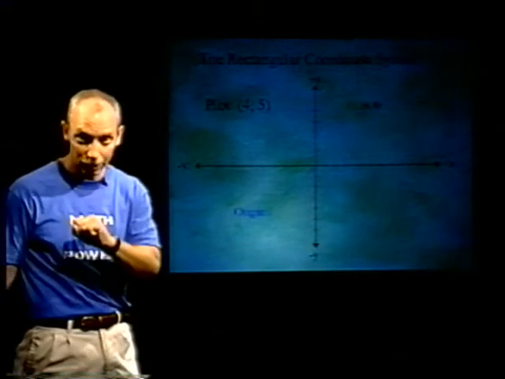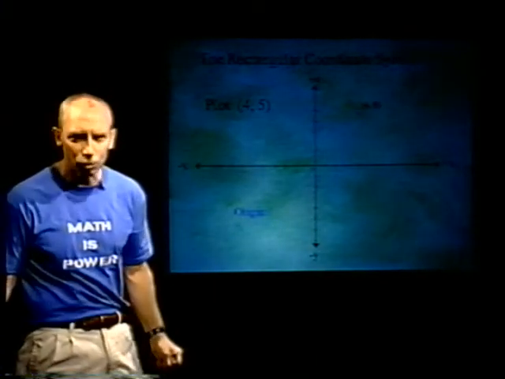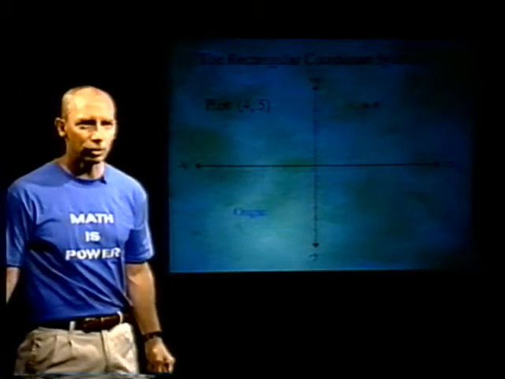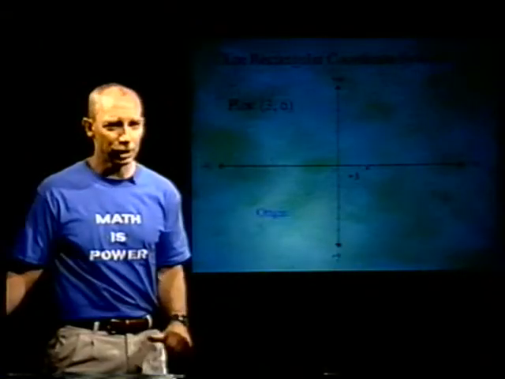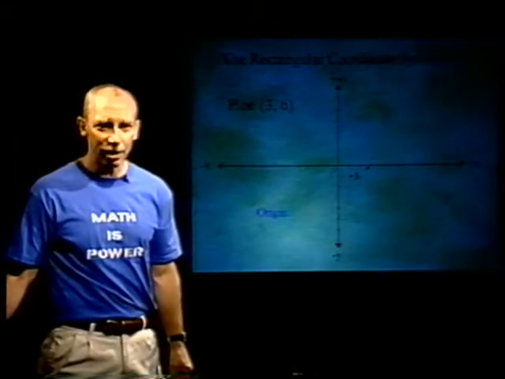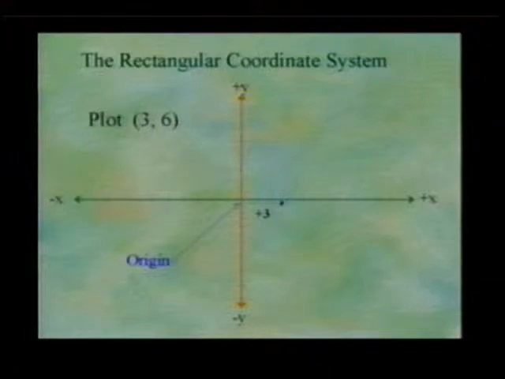1 point. Okay, let's try a whole bunch more, because we need to be able to do this very well. Let's try the point 3, 6. That means start at the origin and do the x first, go over 3. Now how come we went over to the right? Because it's a positive 3. And now from there, we're going to do the 6 part, which is the y part, and go up. And now we're there. That's the point 3, 6.